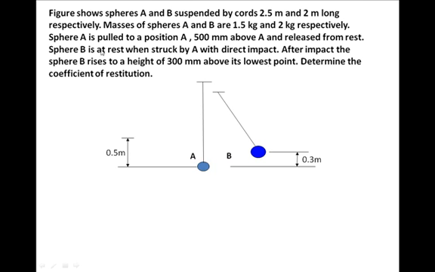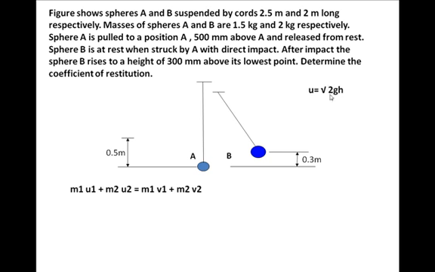They have said that sphere B is at rest when struck by A with direct impact. Now, spheres A and B have direct impact. B was at rest, and due to this impact it got some velocity and it moved up. And what they found is after impact, the sphere B rises through a height of 300 mm, that is 0.3 meter, above its lowest point, that is about this point. Determine the coefficient of restitution. So in this collision, with all data given, they want the coefficient of restitution for this impact. So let's write our conservation of momentum equation for this impact, and let's figure out what is what.